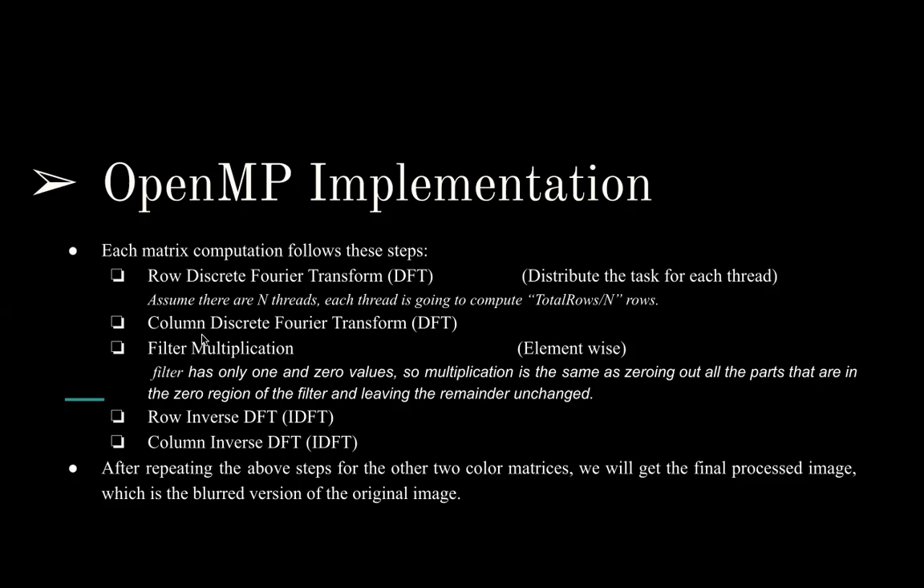After doing the filter multiplication, we can do the row inverse discrete Fourier transform and the column inverse discrete Fourier transform. After repeating the above steps for the other two color matrices, we'll get the final processed image, which is a blurred version of the original image.